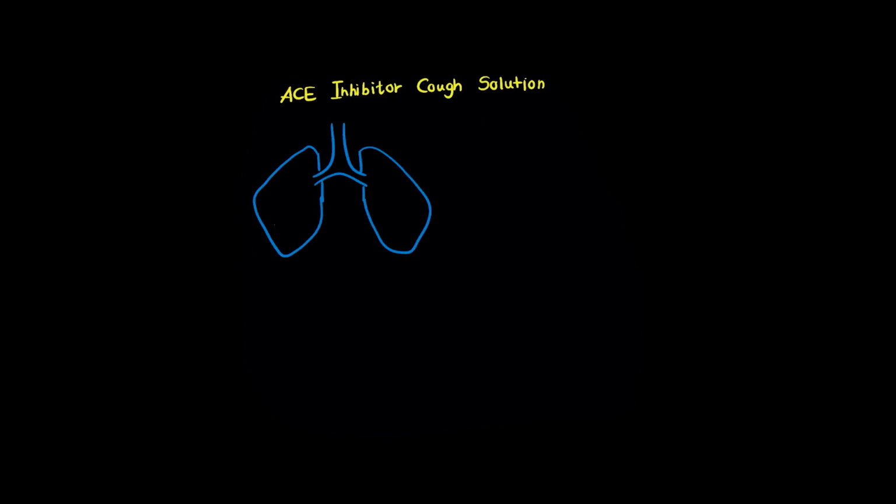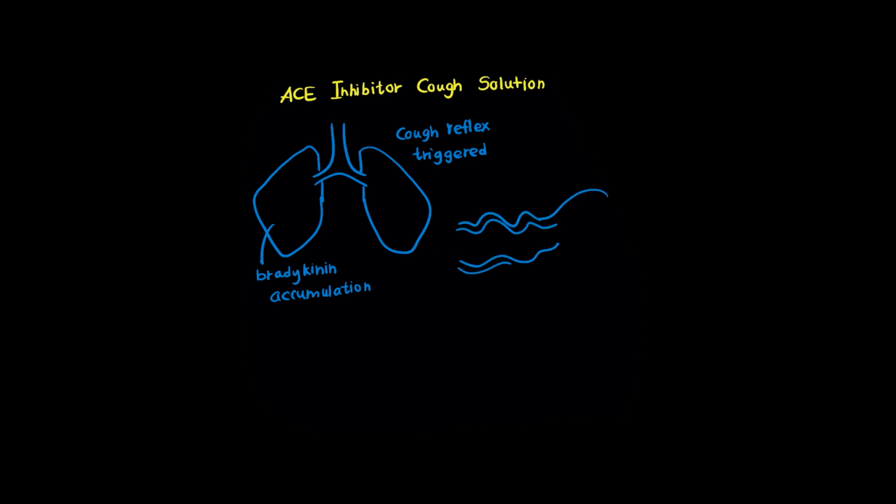ACE inhibitor cough requires switching to therapeutically equivalent alternatives. This dry, persistent cough affects 5 to 10% of ACE inhibitor users. It's caused by bradykinin accumulation. ACE normally breaks down bradykinin, so blocking ACE increases bradykinin levels in the lungs, triggering cough receptors. Angiotensin receptor blockers provide the solution.